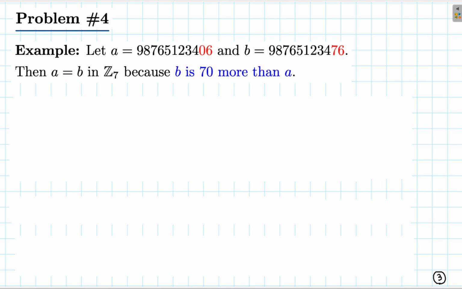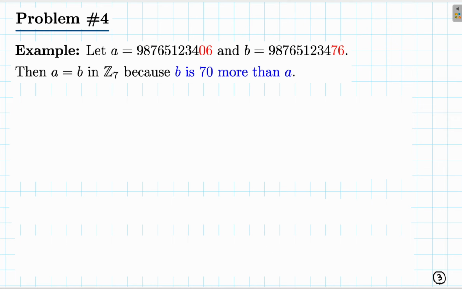Now let's talk about problem 4 in the classwork. There we were given a pair of huge numbers, but notice that B is 70 more than A. And therefore, those two numbers are equal to each other in Z7. Once again, because B is 70 more than A. So to get from A to B, we just go around the Z7 clock 10 full revolutions. That's like adding 70 in Z7, and the value stays the same.